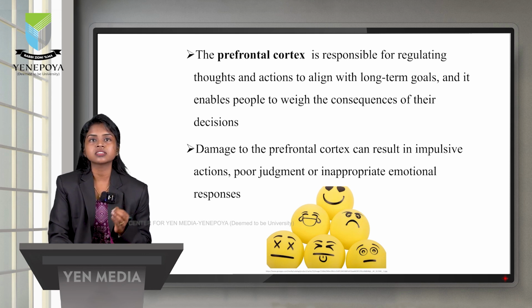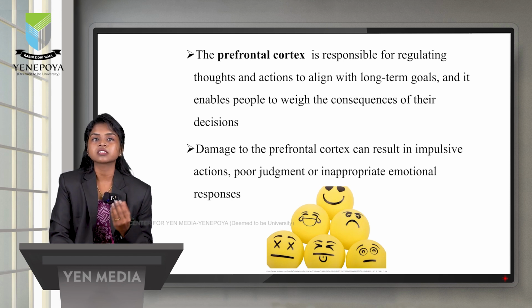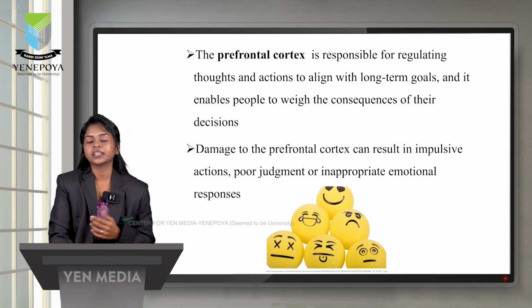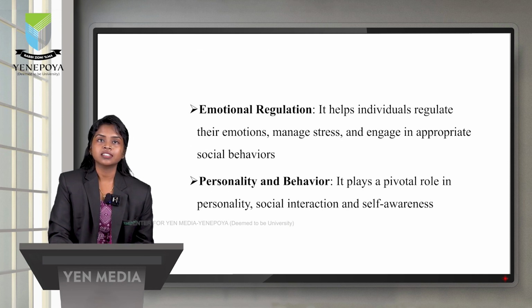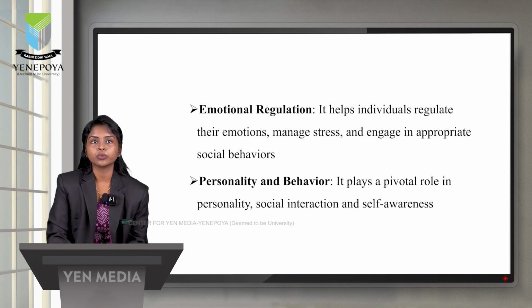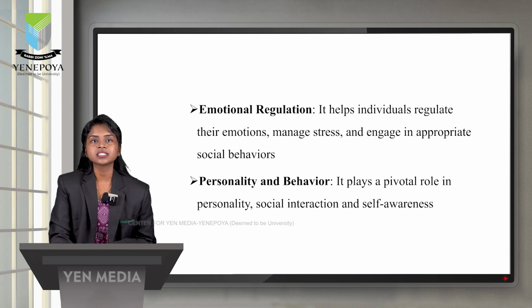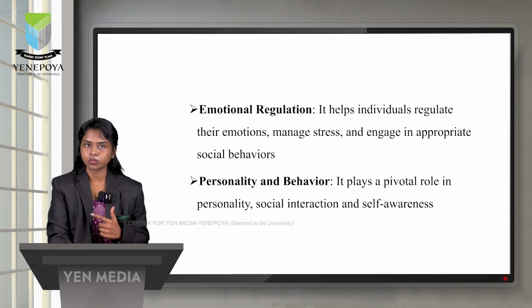In case of any damage to the prefrontal cortex, it may result in poor judgment and inappropriate emotional responses. The emotional responses include crying, being sad, sensitivity, emotion and excitement, everything. And emotional regulation: it helps the individual to regulate emotions like managing stress and engage in appropriate social behavioral activities. And next is personality and behavior. It plays a vital role in personality, social interaction and self-awareness among the society.